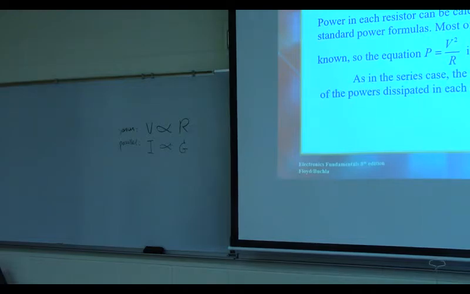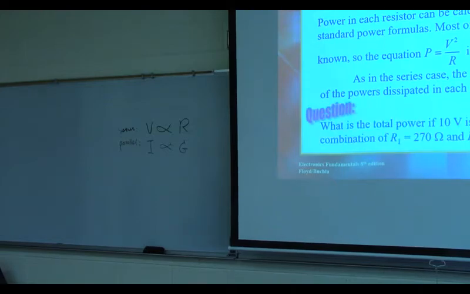As in the series case, the total power is the sum of the powers dissipated in each resistor. Question: what is the total power if 10 volts is applied to parallel R1, R2? Now everybody do this. A voltage source of 10 volts is applied to a parallel of R1 and R2. R1 equals 270, R2 equals 150. So what is the total power?